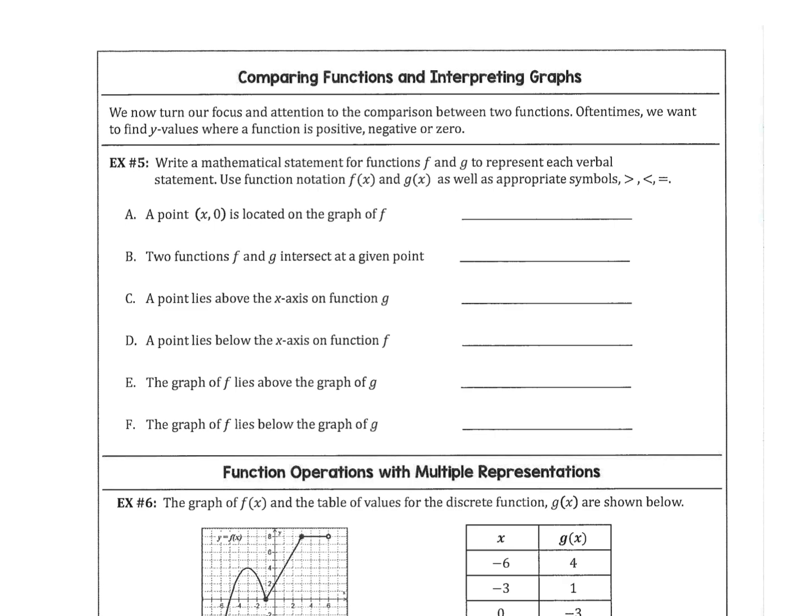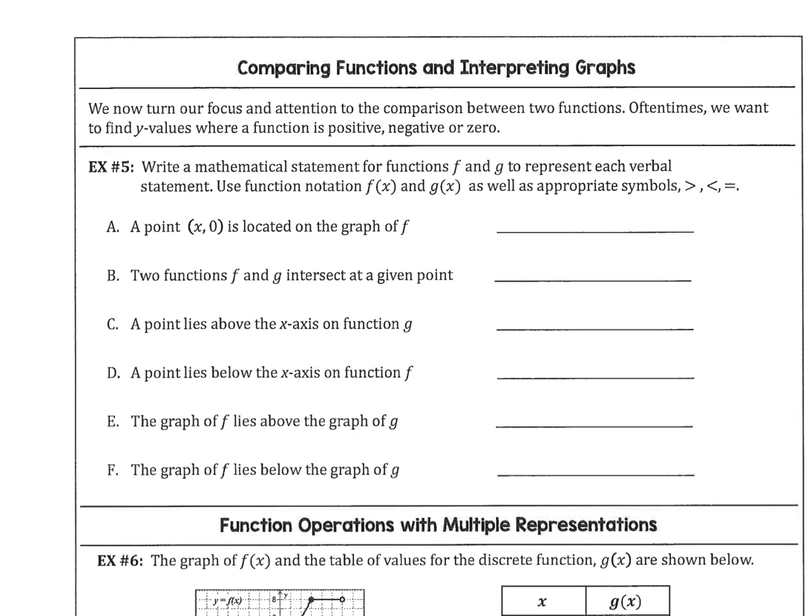All right, so comparing functions and interpreting graphs. So how do we compare two different functions? Guys, we can compare two different functions by looking at the different features of their graphs. Okay? We want to find y values where a function is positive, where a function is negative, and where a function is 0. It says write a math statement for functions f and g to represent each verbal statement. Use function notation as well as appropriate symbols.